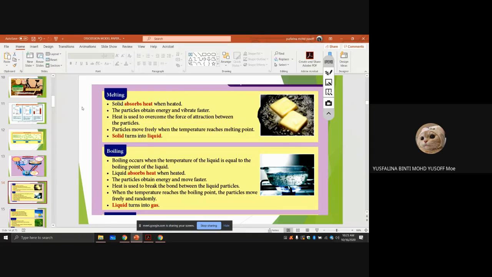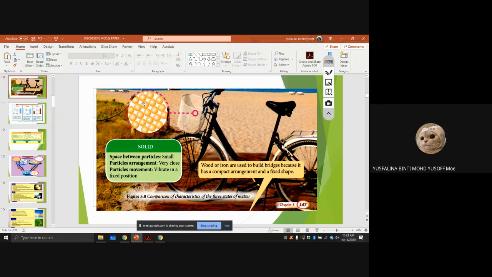So what does this mean? Let's say we see the solid. Let's say the butter is in solid form. This is the arrangement of the molecules for the solid. When you give the energy to the molecules here, what will happen? It will vibrate. Let's say I take this one small particle, it will vibrate.